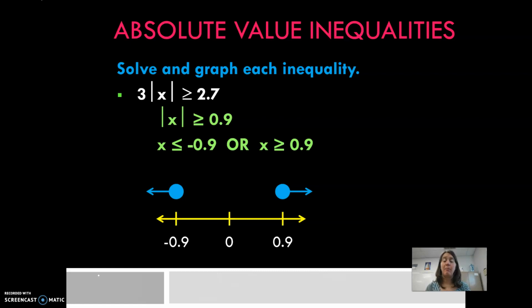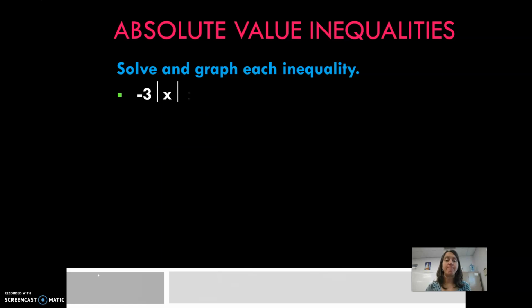The negatives come first, then I'm going to put the positives behind that in my final answer. All right, let's take a look at this question. Negative 3, absolute value of x is less than or equal to negative 9. Now, you may be thinking, well, I thought we were talking about the greater than questions, and this one's a less than question. Well, watch out what's going to happen.